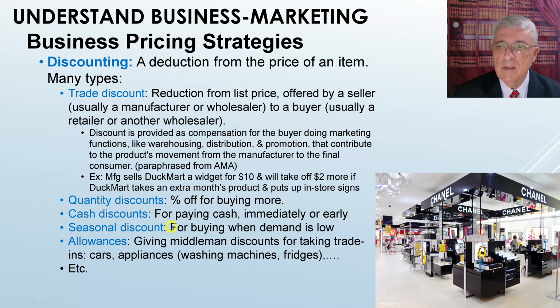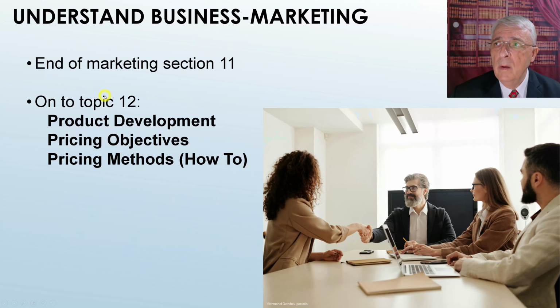Then there's seasonal discount, and that's buying when demand is low. And there are allowances. This is when the seller will give a middleman discounts for taking trade-ins. So cars, appliances, whatever, fridges. So yeah, General Motors may give the dealer a discount for taking trade-ins of used cars. Okay, that is the end of marketing section 11.